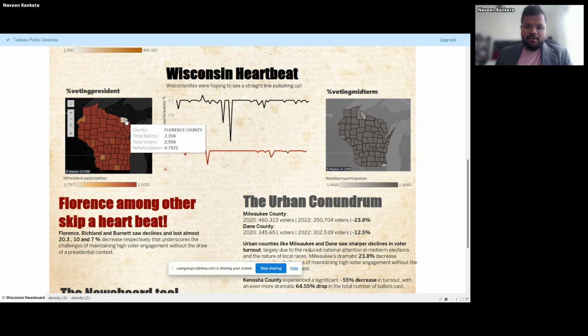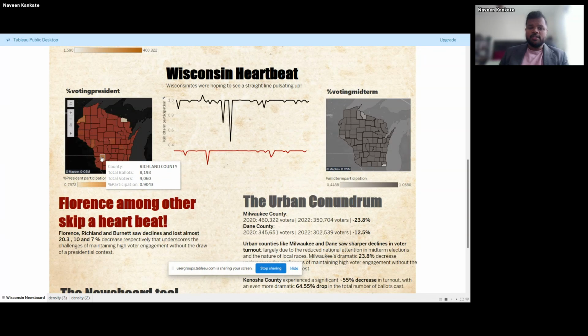This is Florence County, which actually had a surprisingly low turnout, and about 20% of people who registered did not show up. So that was a big headline that came through. And it was not the only one, but we found three others, comprising Florence, Richland, and Burnett, that lost about 20, 10, and 7 percent respectively. So you can see those numbers showing where, in the presidential elections, the voter turnout went a little bit down.